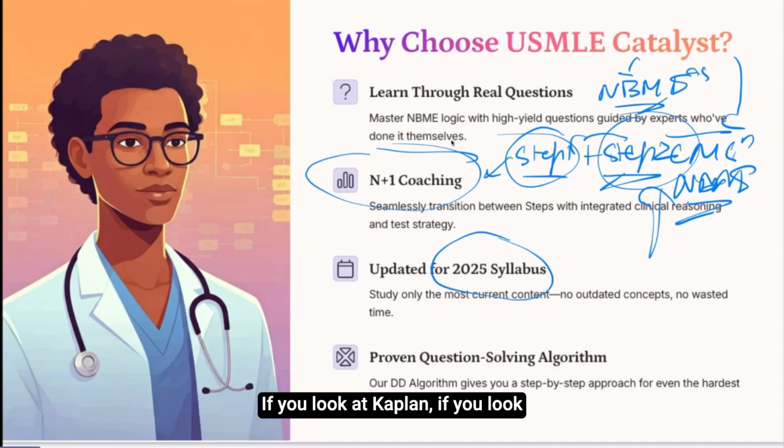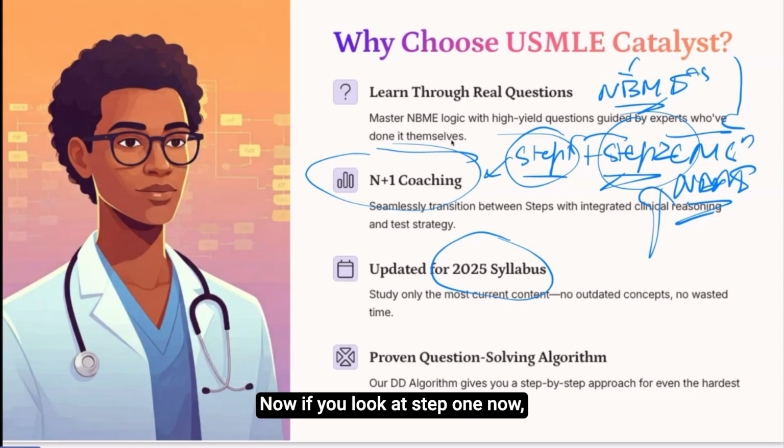If you look at Kaplan, if you look at other resources, they're not following the 2025 syllabus. If you ask people who are doing step 1 now, it is way different from what it used to be a few months ago, if not years ago. So people learn Kaplan and then they're surprised that they don't know anything, because the whole USMLE is different now.